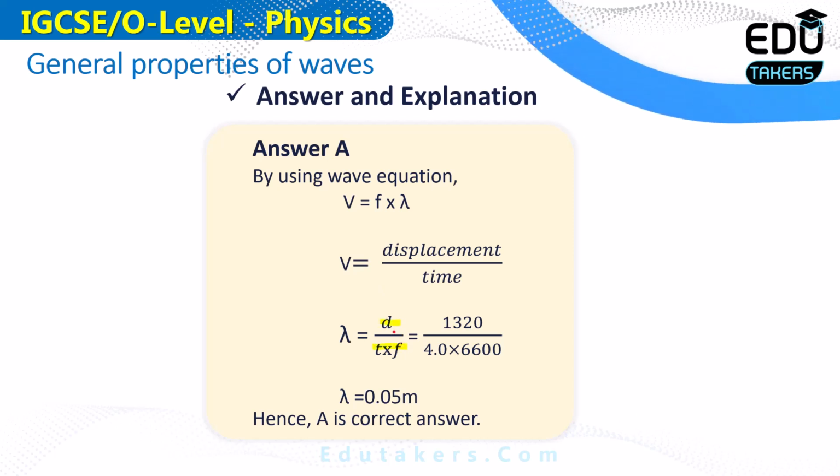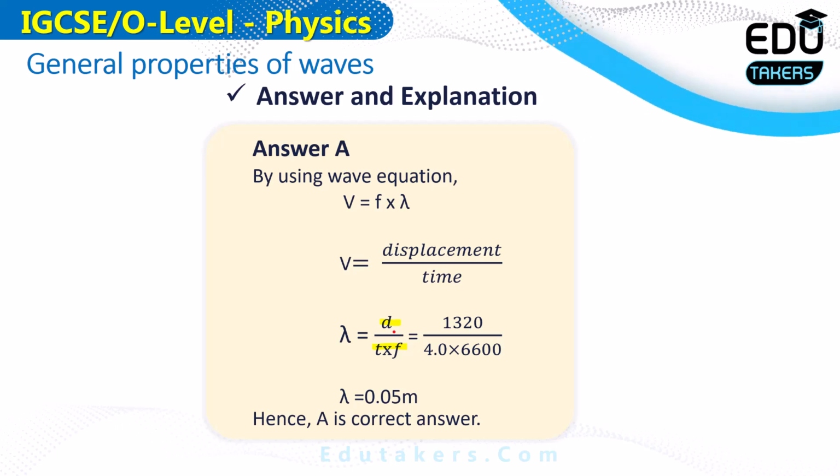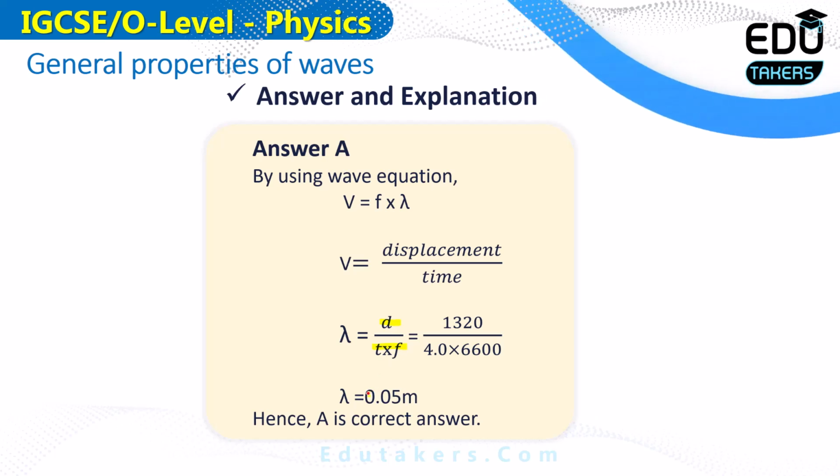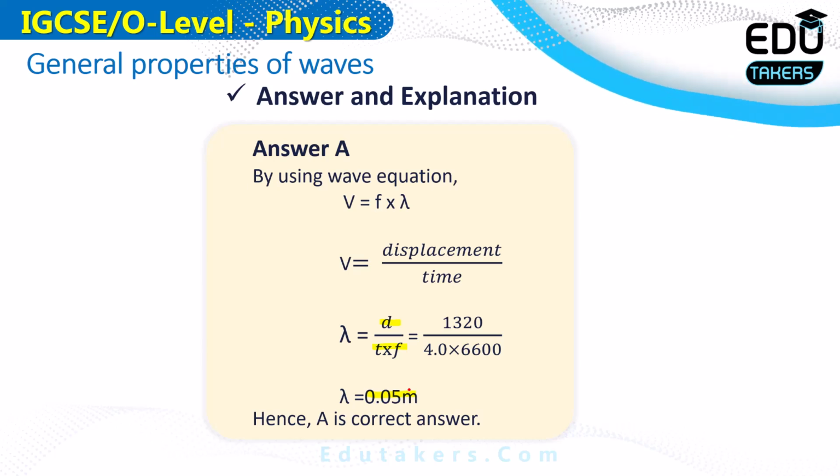Displacement is 1320 meters and time is 4.0 seconds. The frequency is 6600 Hertz. Put in the values, calculate this, and you get the wavelength, which is 0.05 meter. This value is given in answer A. That's why answer A is correct.